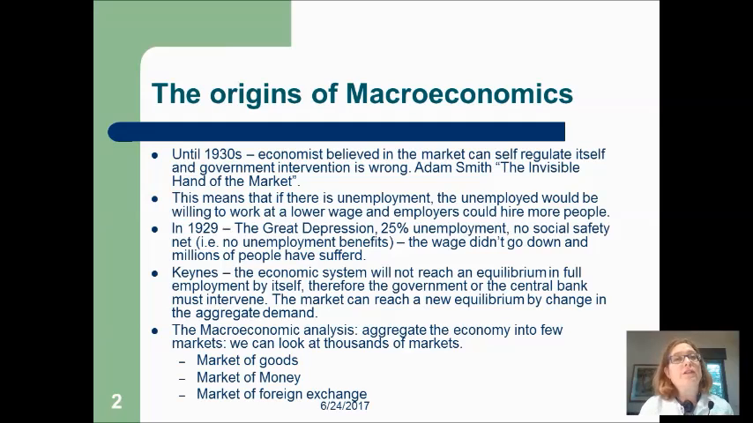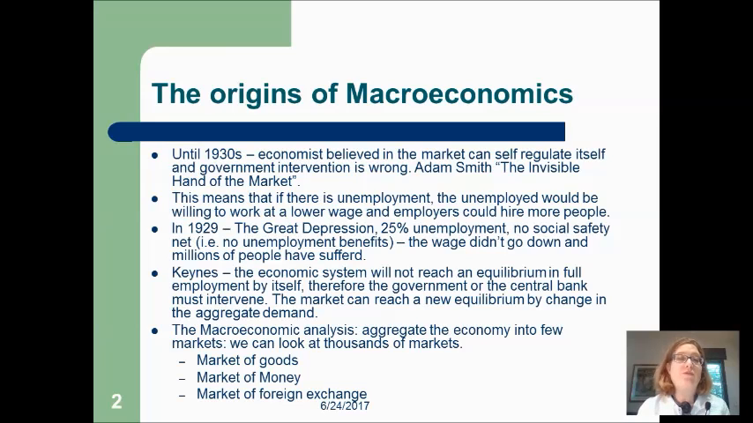And John Maynard Keynes, a renowned economist and also a businessman, argued that the economic system will not reach an equilibrium in full employment by itself. He actually said that the government must interfere, or the central bank has to help the economy reach the equilibrium by solving the unemployment problem. So basically his theory was based on the aggregate demand.